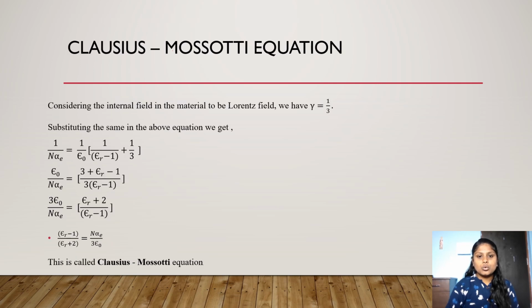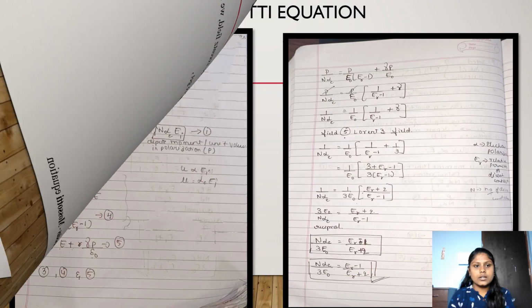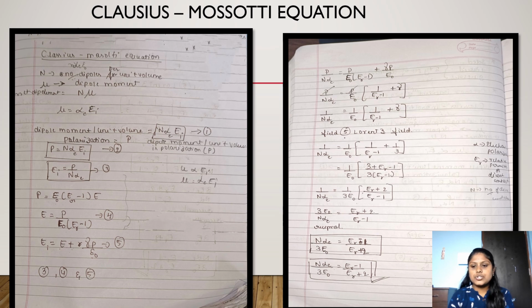So I just move to the handwritten. So this is the derivation of Clausius Mossotti equation. N is equal to number of dipoles per unit volume. Mu is equal to dipole moment. Mu is equal to alpha EI. Alpha is electronic polarizability. Dipole moment per unit volume is equal to N alpha EI. Equation number 1. And polarization is represented as P. P is equal to N alpha EI.